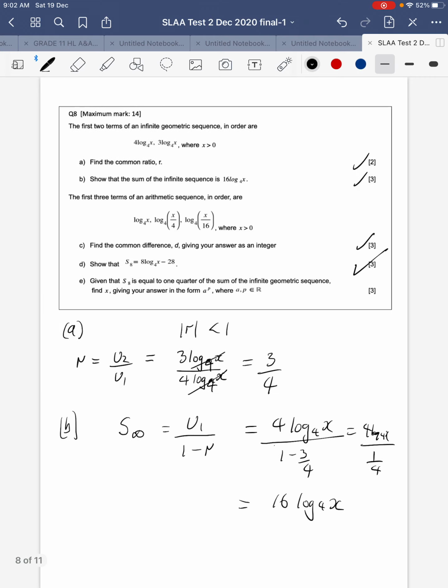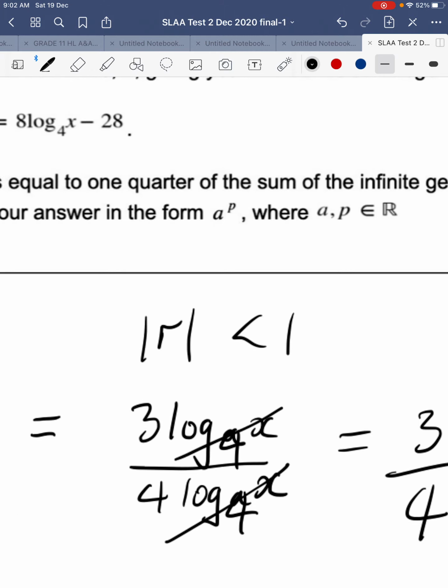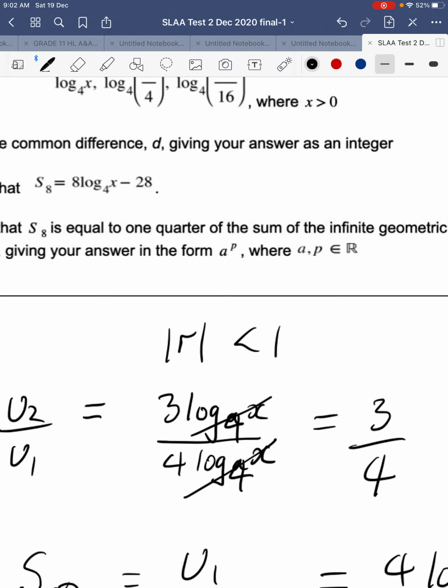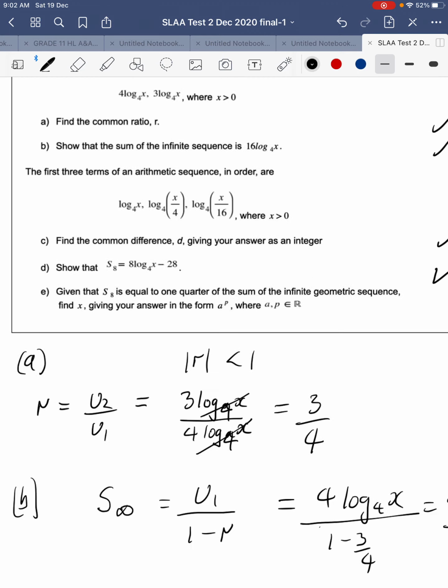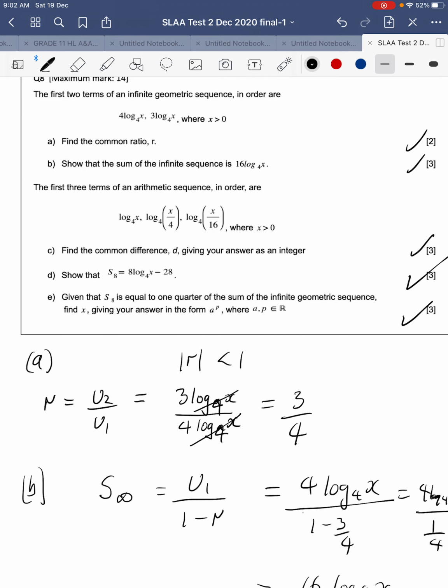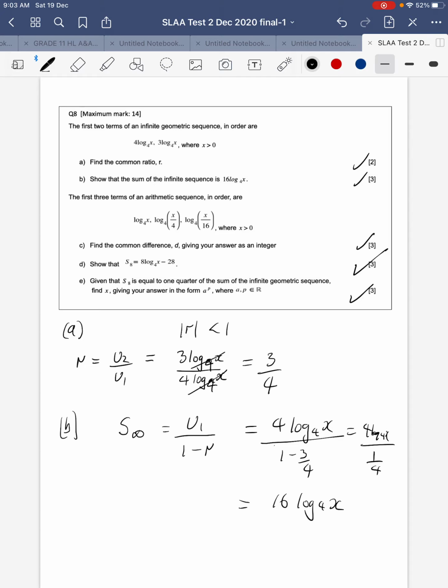So we just check to see if we've covered all the question. Okay, a to the p, where a and p are members of a family of real numbers. So it looks like we've done that part as well. And there we have it complete.